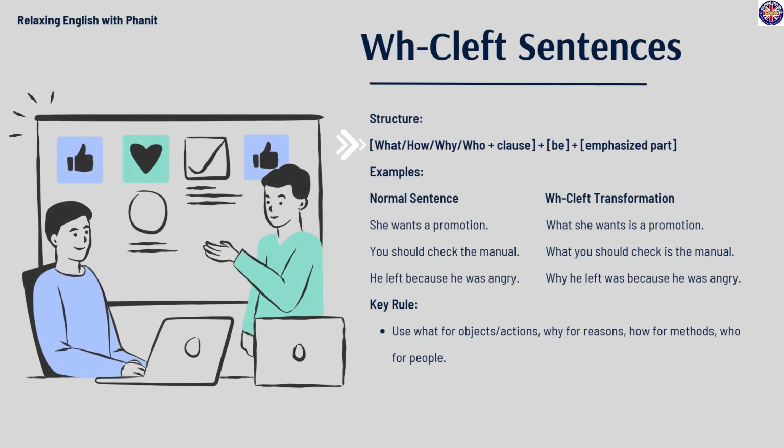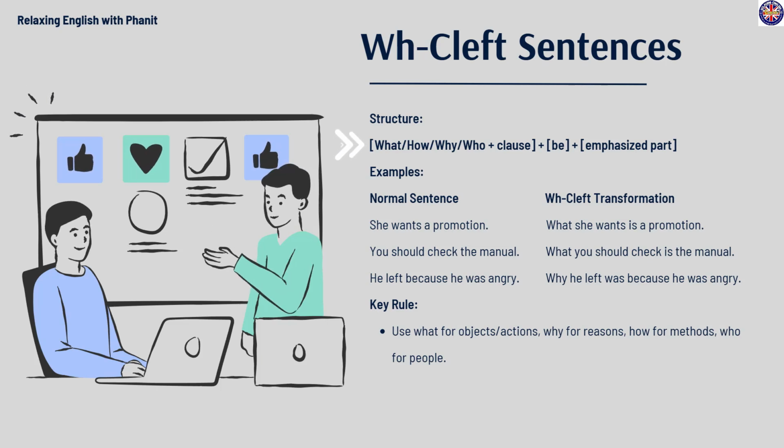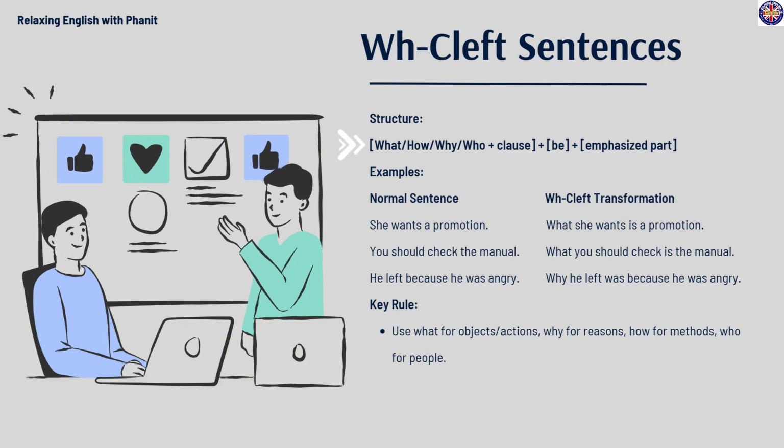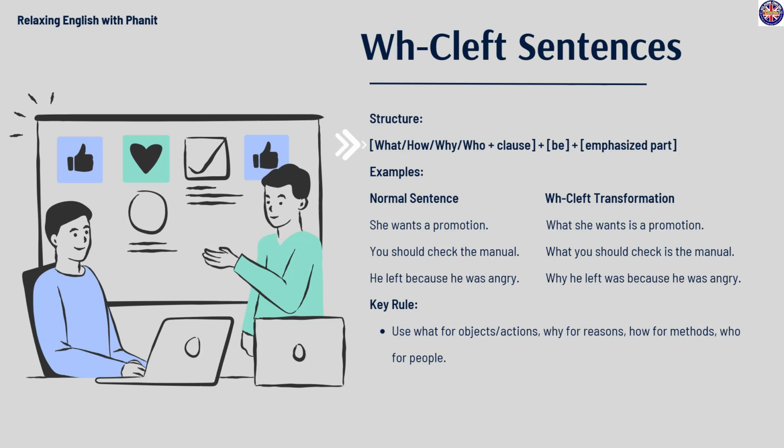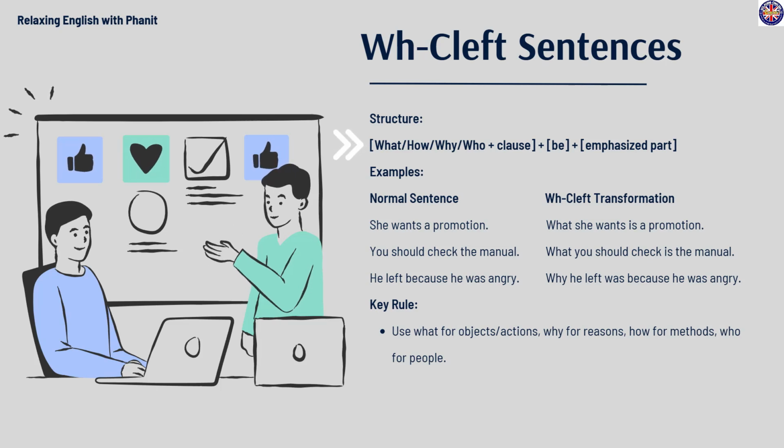WH-clefts begin with words like what, why, or how. The structure is a WH-word plus clause, plus be, plus emphasis. For example, "she wants a promotion" transforms to "what she wants is a promotion." Here, "what she wants" sets up the focus, and "a promotion" gets the spotlight. Another example, "you should check the manual" becomes "what you should check is the manual."